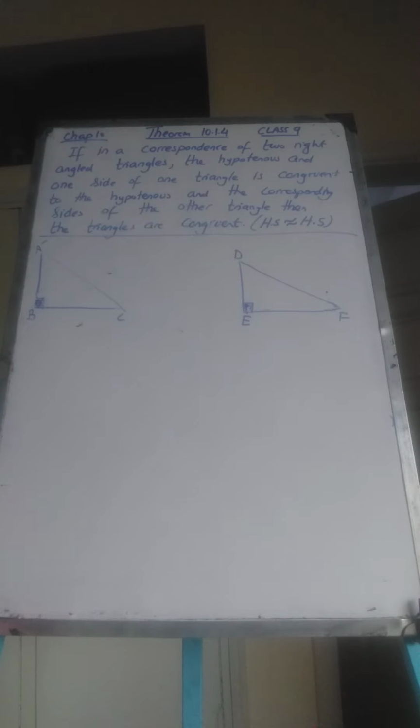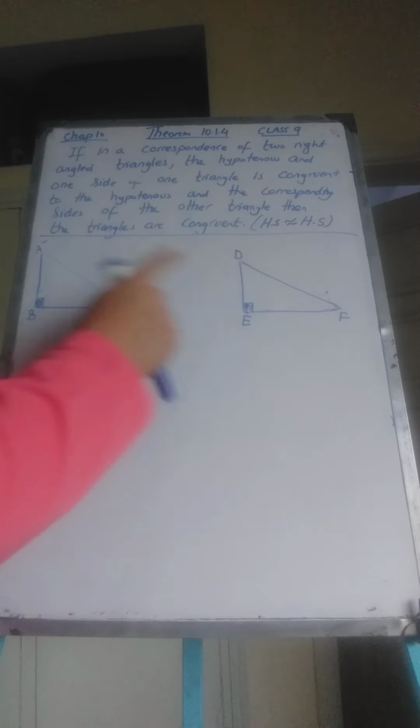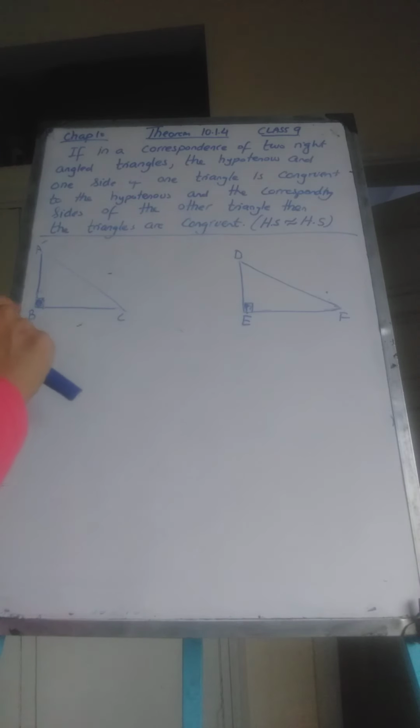Okay, Bismillah Rahman Rahim. Today we are going to prove theorem 10.1.4. Its statement is that if in a correspondence of two right angle triangles, so you have two right angle triangles. Right angle triangles are those triangles in which one of the angles must be equal to 90 degrees. So let ABC and DEF be the two triangles which they are talking about.